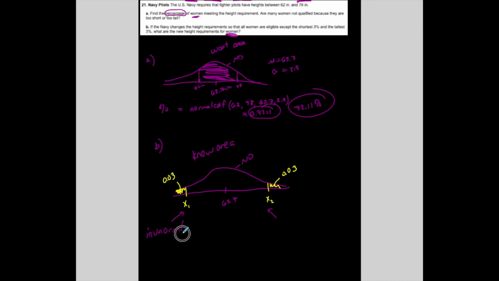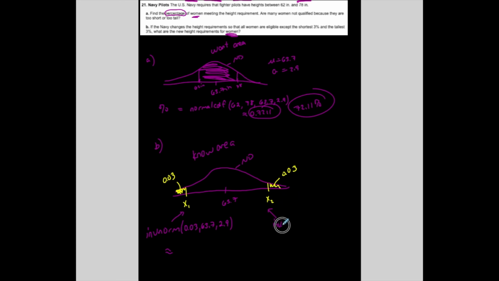Inverse norm here. What do I input next to inverse norm? Always the area to the left of the value that I want. And in this case, the area to the left is given. So no problem, 0.03. Don't forget your mean is 63.7, your standard deviation is 2.9. Let me set this up and then I'll go to my calculator.